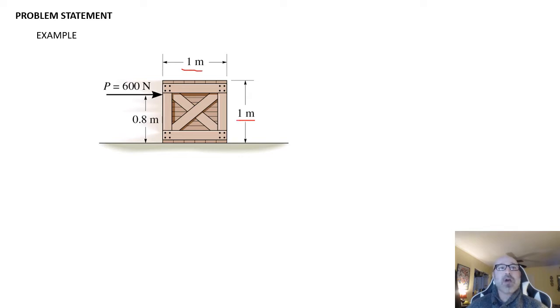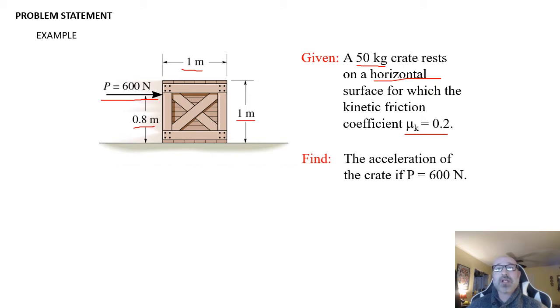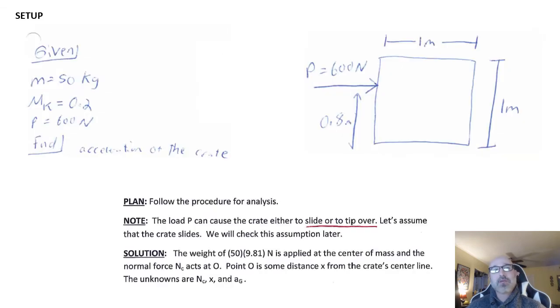We can see that at a height of 0.8 meters off of the ground, there's an external load of P equal to 600 newtons. They tell us in the problem statement that it's a 50 kilogram crate that rests on a horizontal surface, with a kinetic friction given as mu sub k equal to 0.2. What they want us to do is find the acceleration of the crate if P is equal to 600 newtons.